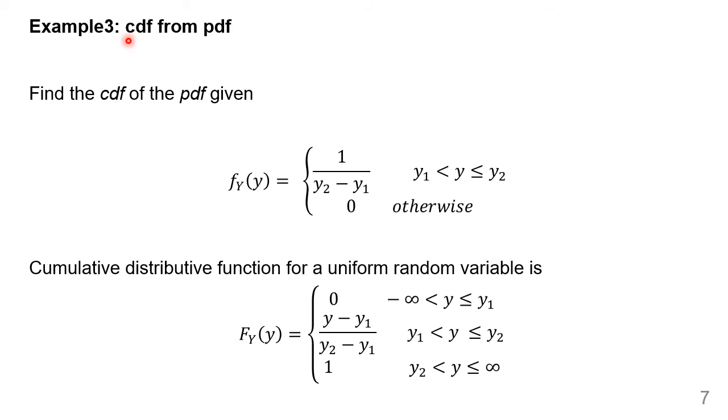Let us try to get the CDF from the PDF. We take an example here. The CDF of the PDF given. This is defined for a uniform random variable, and graphically it can be shown as f_Y(y) whose value is equal to 1 between y1 and y2. So therefore, the PDF f_Y(y) is defined as 1 divided by y2 minus y1 for all values of y between y1 and y2. Otherwise, it is 0.